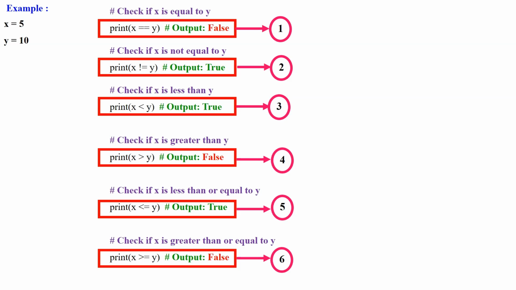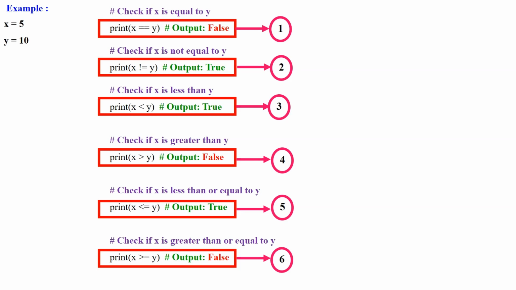In the fifth statement, it compares the values of x and y using the less than or equal to operator. Since the value of x is 5 and the value of y is 10, the expression x less than or equal to y evaluates to true. This is because 5 is less than or equal to 10. Therefore, when you print the result, the output will be true.